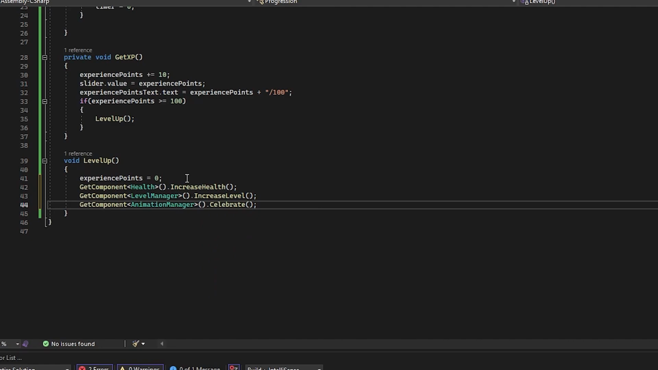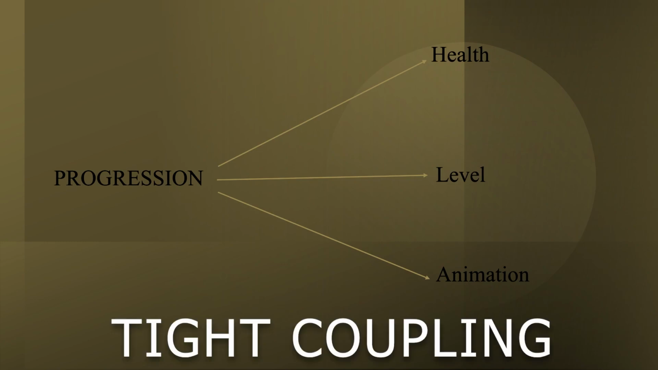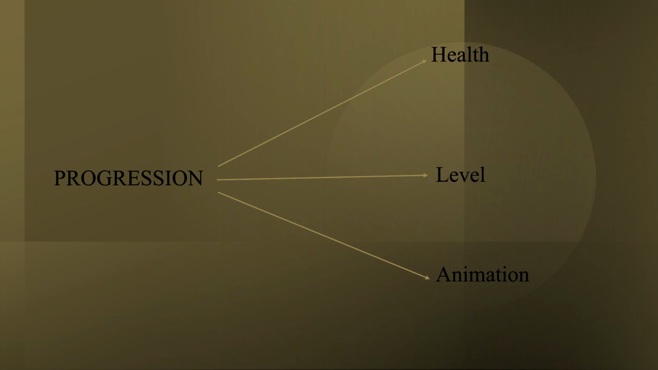This would work, but that's a very wrong way of doing it. Let me explain. By getting a reference to all these classes, we are creating dependencies. So now the progression class is dependent on the level manager, on the health, on the animation manager, and on any other class that we would add. This is called tight coupling, and you want to avoid that as much as possible. The progression class doesn't need to know about the health or the animation components. So the best thing we can do is flip those dependencies around and implement the observer pattern.